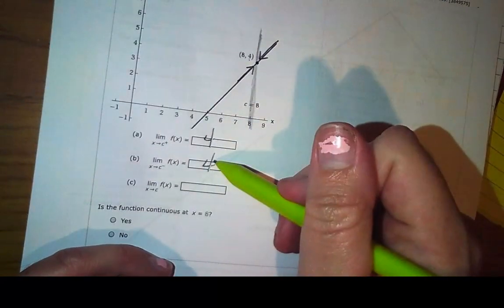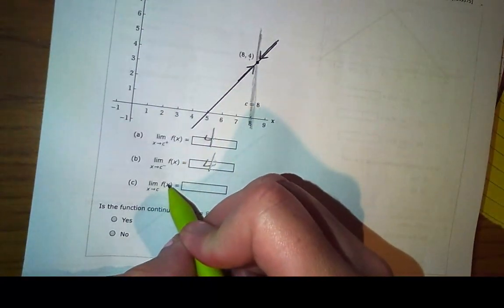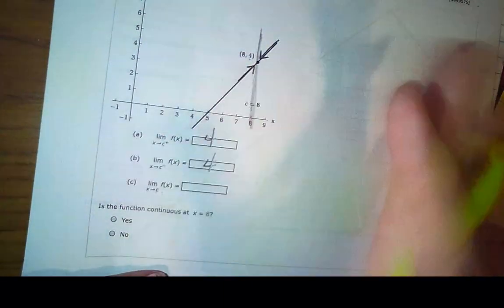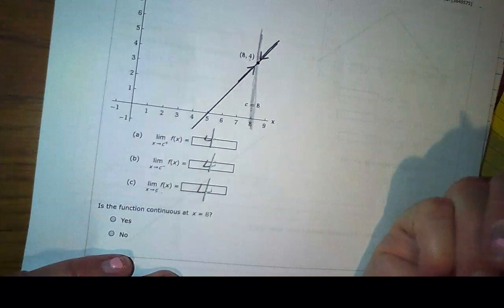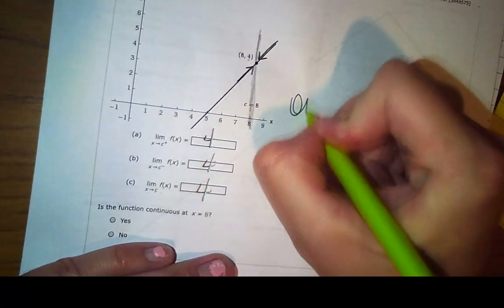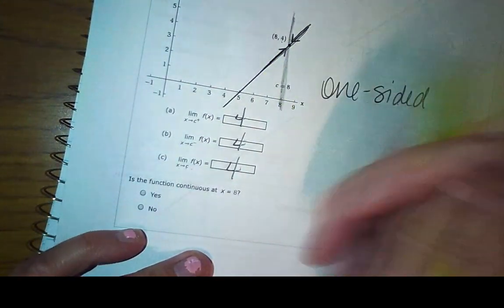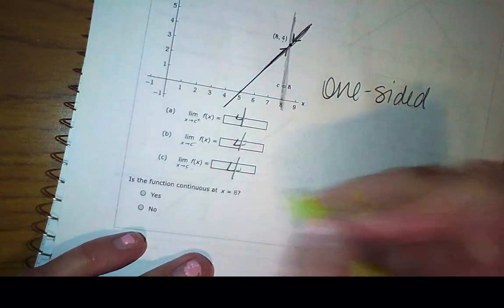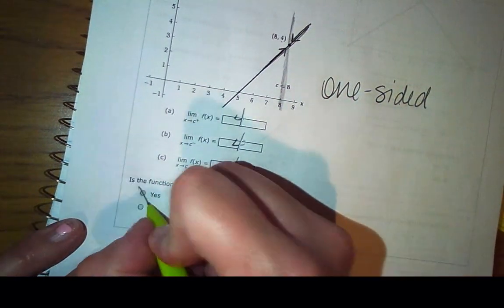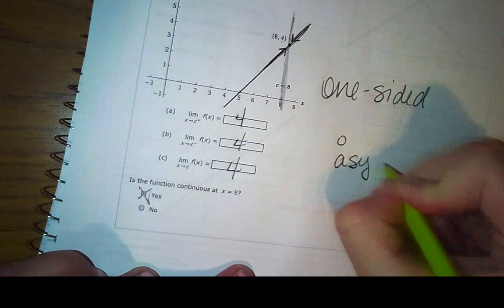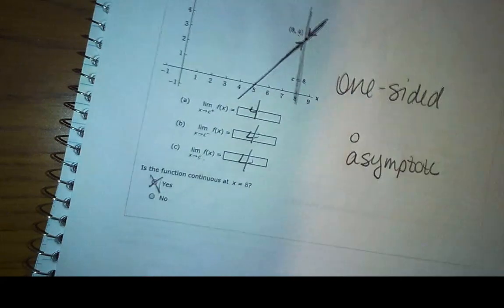Well, does 4 equal 4? Yes, it does. So what is the limit as x goes to c? I don't care from the left or the right, they've got to match. So in this case, it's 4. These are called one-sided limits, either left or right. So is it continuous at x equals 8? Well, what was my original picture? Did I have to pick up my pencil at all? No, it was fine. So is the function continuous at x equals 8? Yes, it is. If there's a hole or an asymptote, that's where you're going to find issues as far as continuity goes.